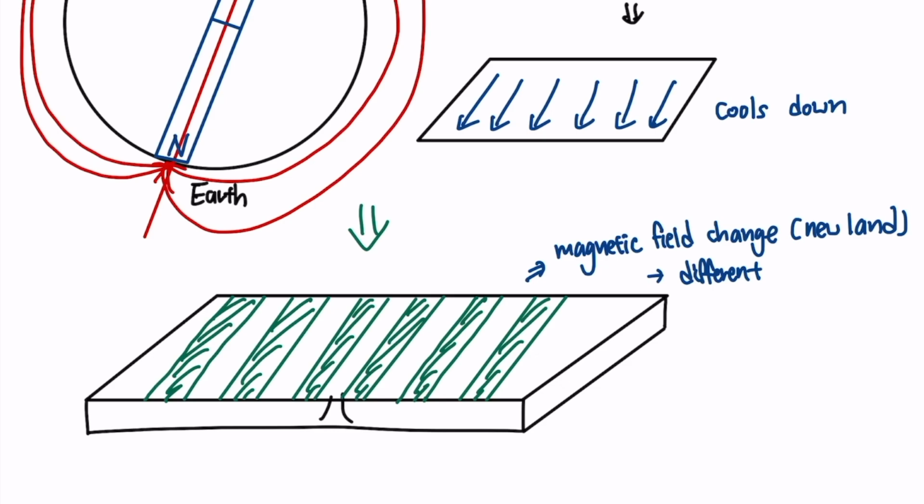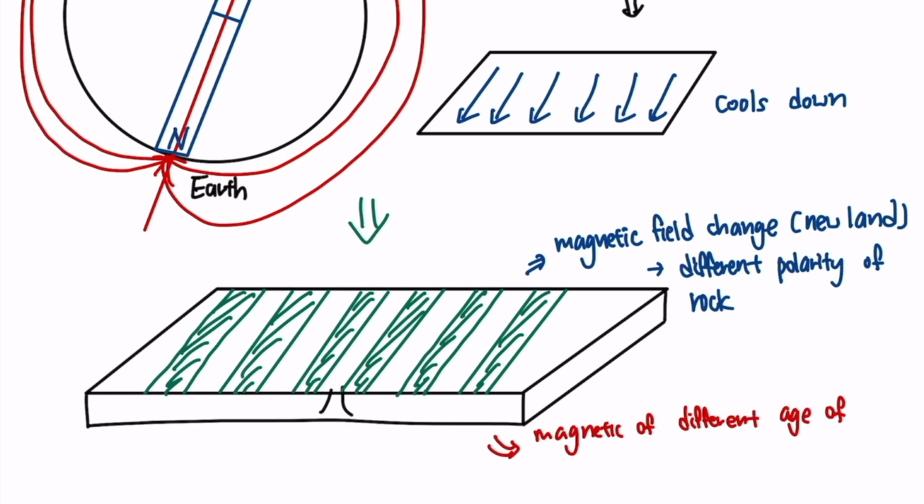If the Earth's magnetic field changes, the rock polarity changes as well, which causes the magnetic striping at the bottom of the ocean. And because the magnetic stripes of the different ages of the rocks are different, it shows the spreading of the seafloor.